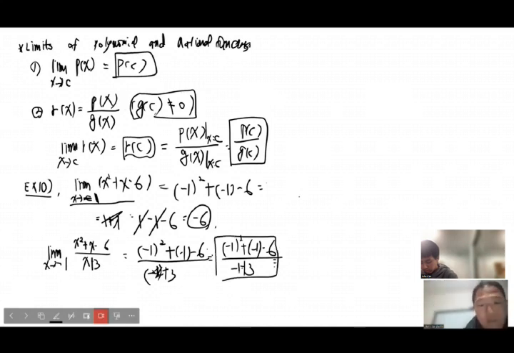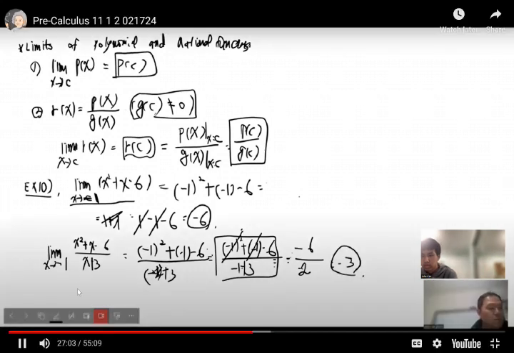The numerator is minus 1 squared plus minus 1 minus 6, and now the denominator is 2, and the numerator is minus 6. So the answer is minus 3, for example number 10.